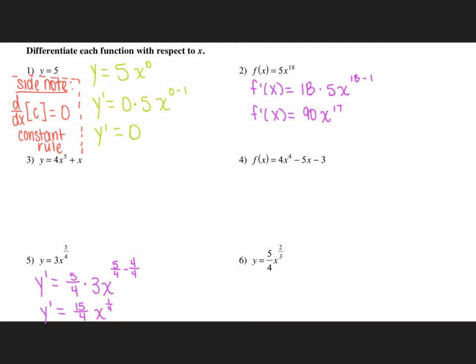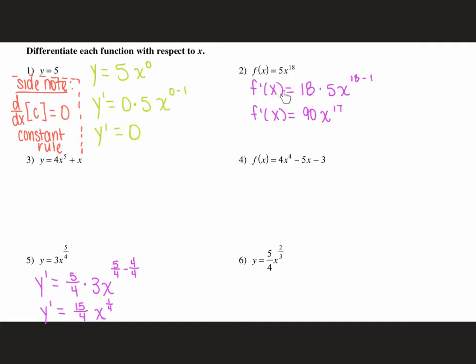That was our constant rule. Let's look at our next one. The next one's already completed for us, number 2. Looking up here, we had 5x to the 18, so our function was f of x equals 5x to the 18. As I'm writing this, just like how I wrote y prime over there, that's a tongue twister, I'm going to write f prime of x, meaning this is now the derivative of f of x.